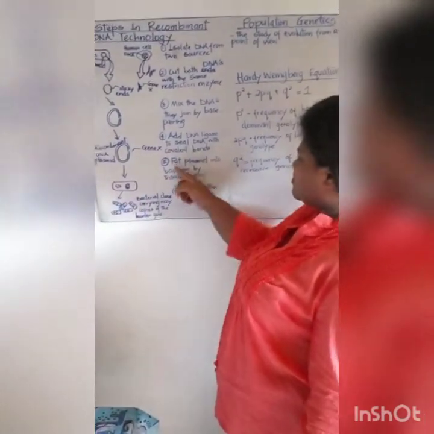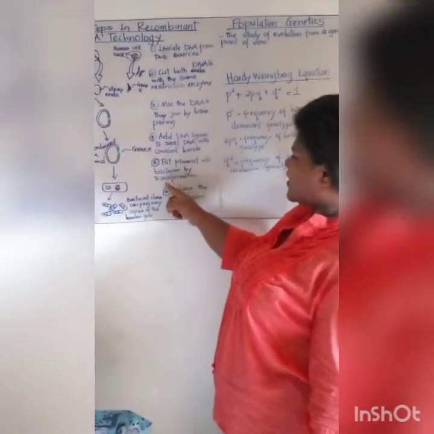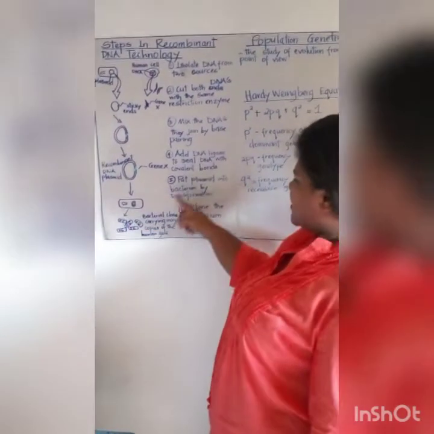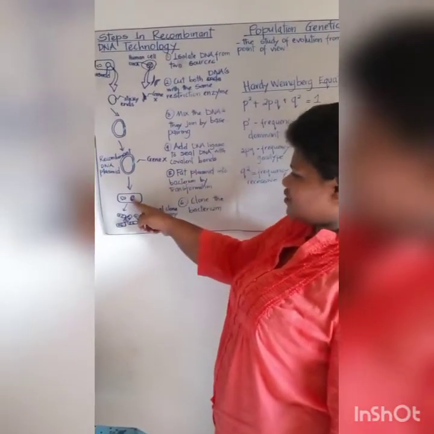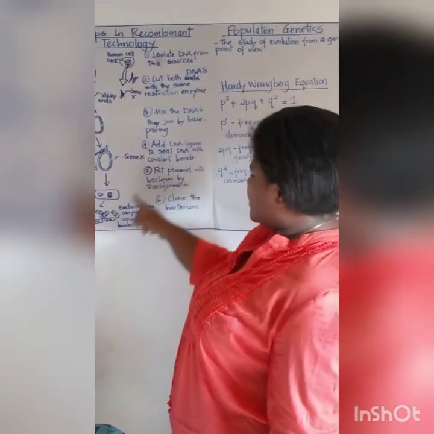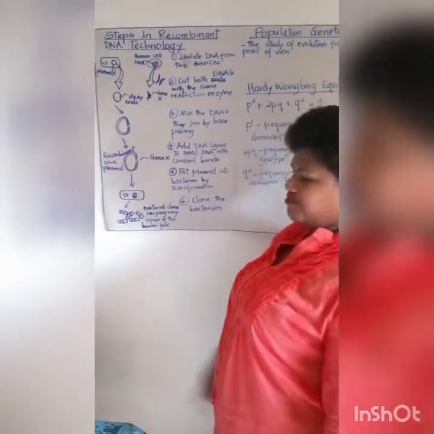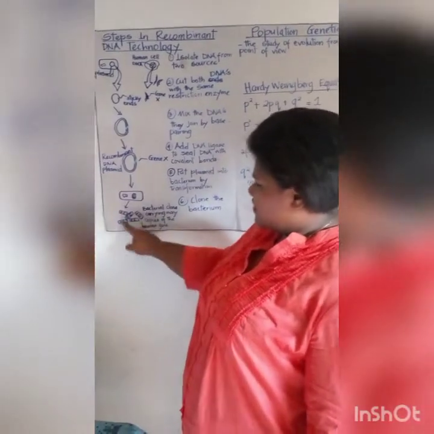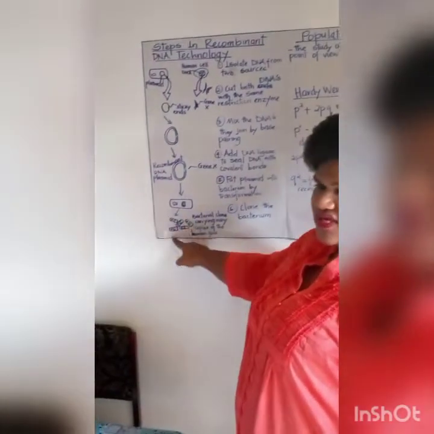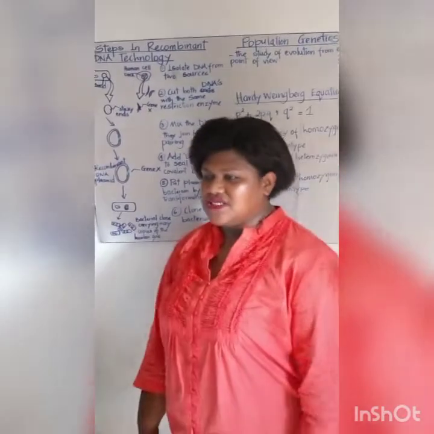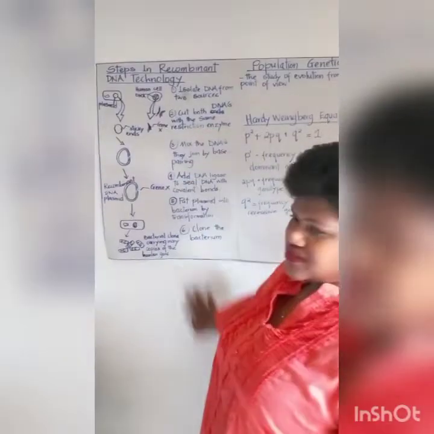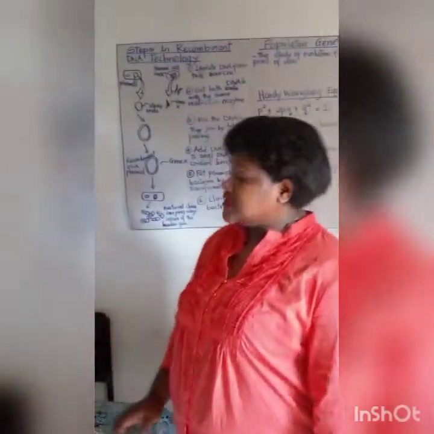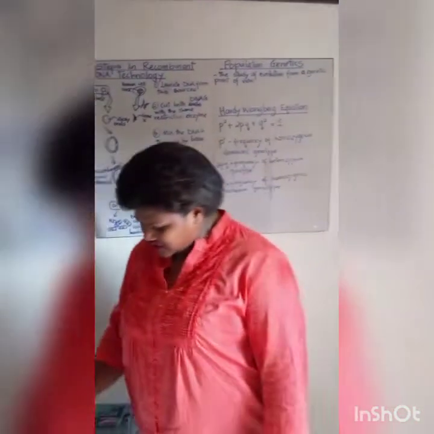Then the fifth step is to put the plasmid into the bacterium by transformation. So this is the bacterium. It's been put together with the plasmid. Then after that, clone the bacterium. So the bacterium has been cloned to form these many cells. It reproduces and multiplies. That's all the explanation of the steps in recombinant DNA technology.